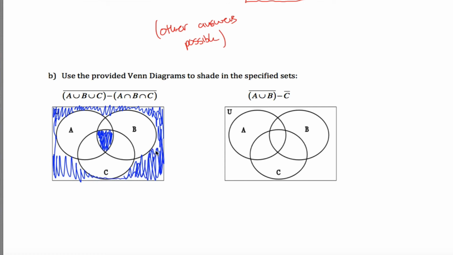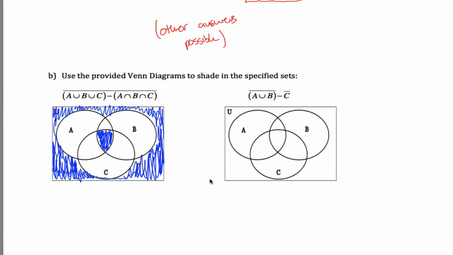And this is one of those cases where I think it's a little bit easier to check your answer when you're dealing with complements like this. Think about if this bar wasn't here. A union B union C minus A intersect B intersect C. Think if you were just doing that. Would you shade in all the white stuff and none of the blue stuff? If so, then my answer here will be correct because you're kind of switching everything when you take the complement of all that.